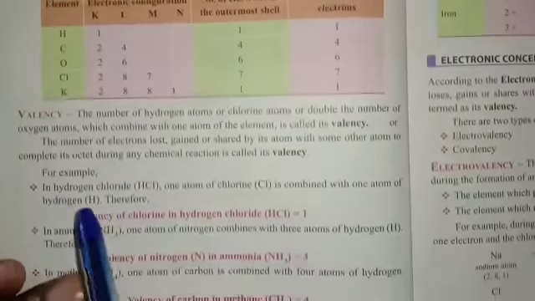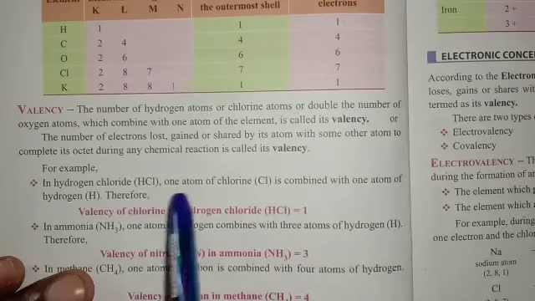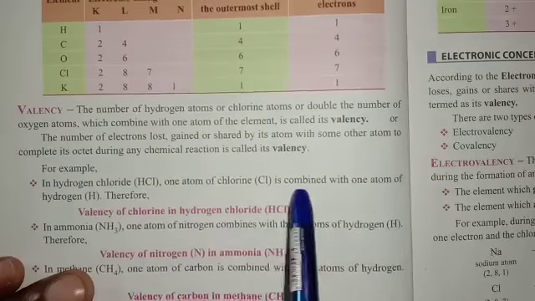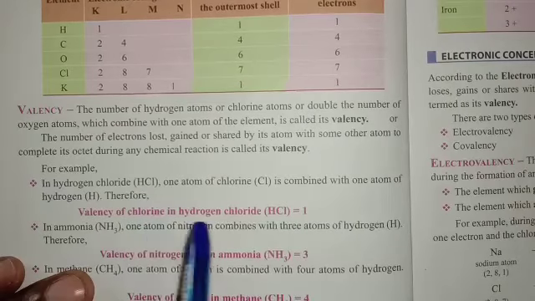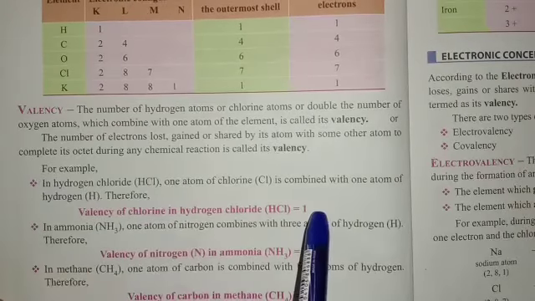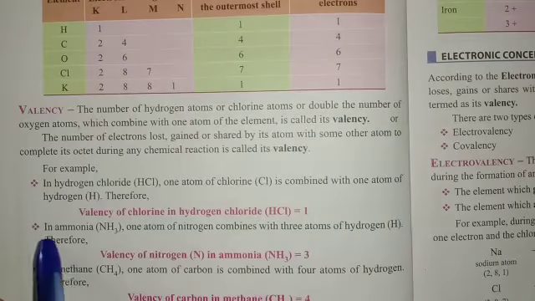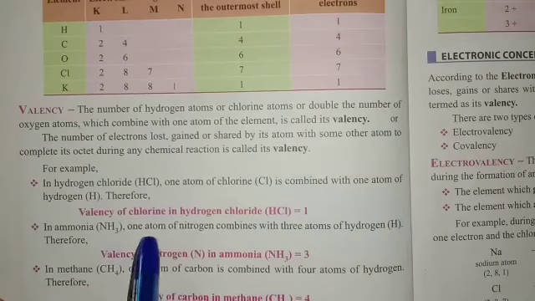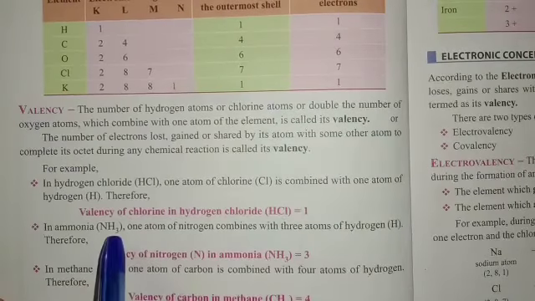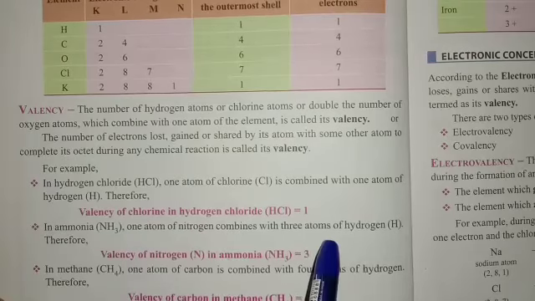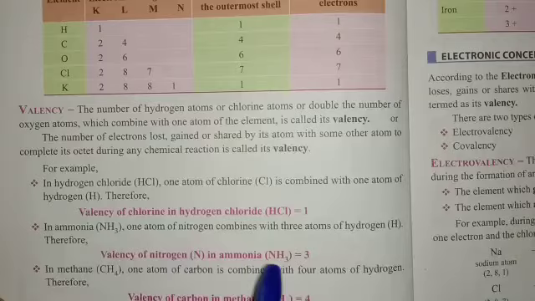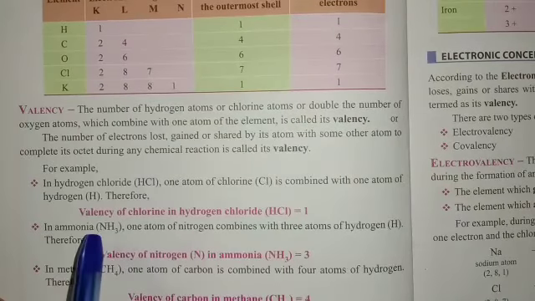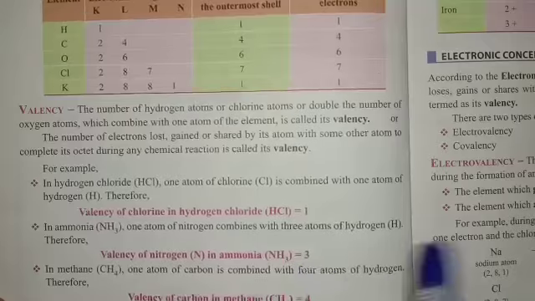For example, in hydrogen chloride, HCl, one atom of chlorine is combined with one atom of hydrogen. Therefore the valency of chlorine in hydrogen chloride is 1. Next, in ammonia, NH3, one atom of nitrogen combines with 3 atoms of hydrogen. Therefore the valency of nitrogen in ammonia is 3.